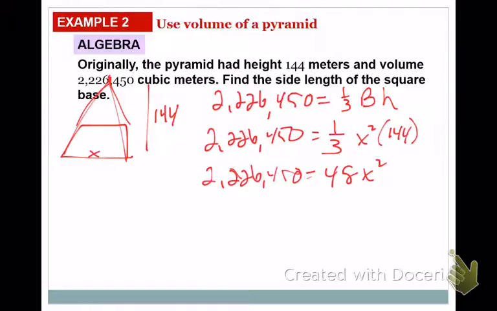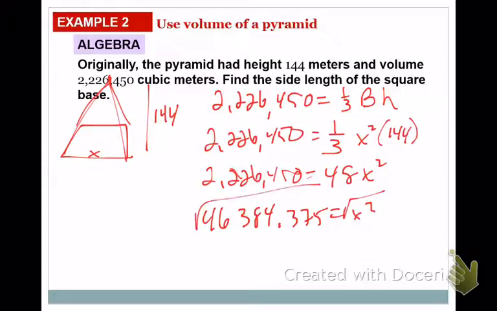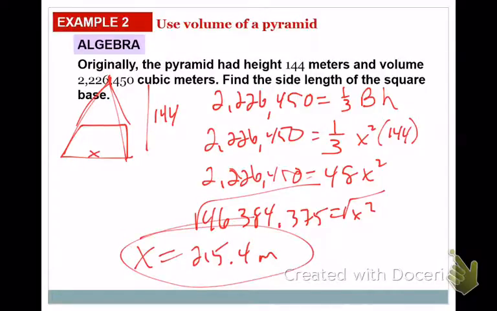Divide that by 48, and you get 46,384.375, and then square root. And so the side length of the square base is going to be 215.4 meters. And since we're in America, we have no idea how long that is. But whatever, there it is. Okay?